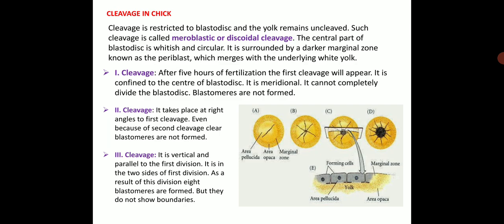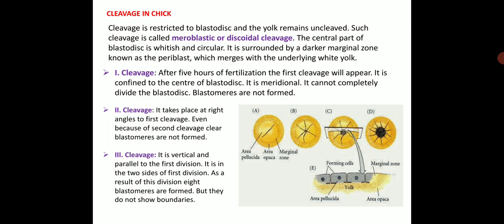When you come to the cleavage in the chick, here the cleavage is restricted to the blastodisc and the yolk remains uncleaved. Such cleavage is called meroblastic or discoidal cleavage. That means it has not divided the entire egg, so it is called meroblastic. The central part of the egg we call the blastodisc; when you look at the chick egg, you can clearly notice where exactly the blastodisc will come.